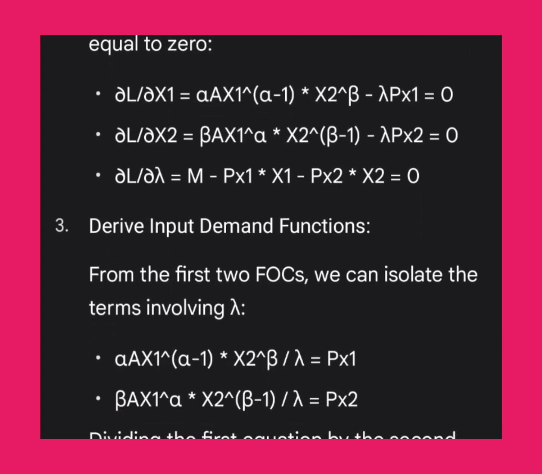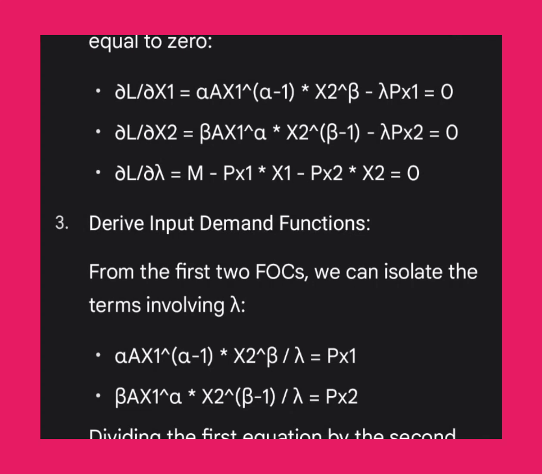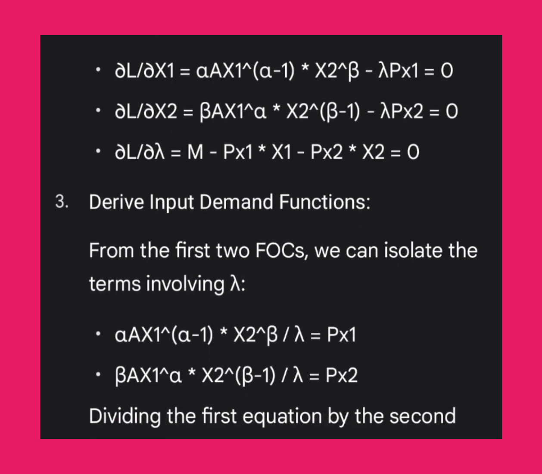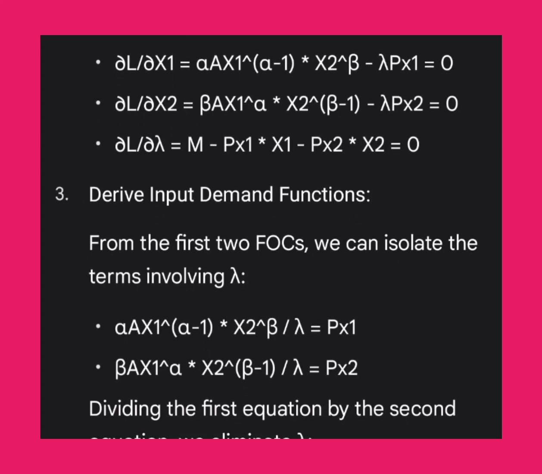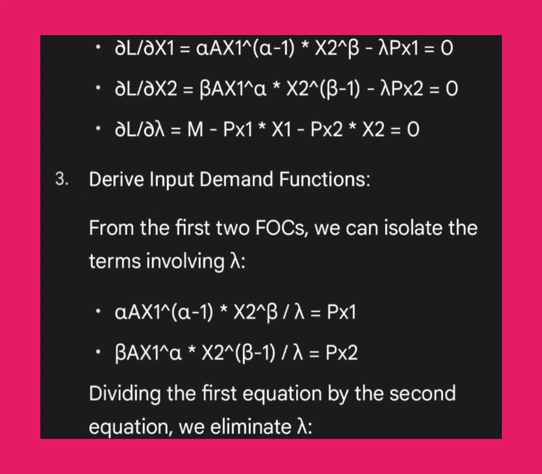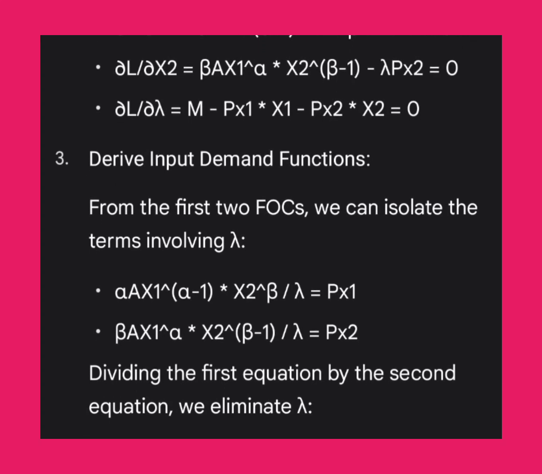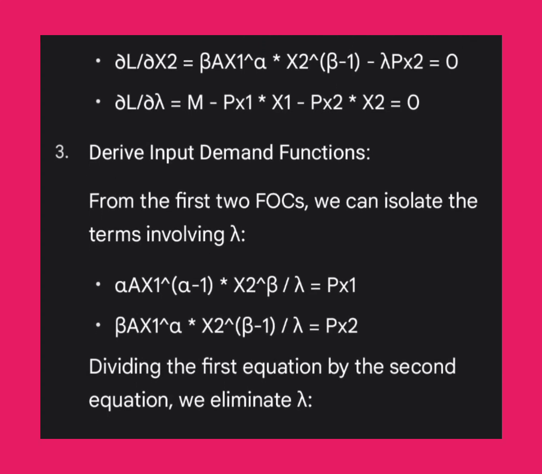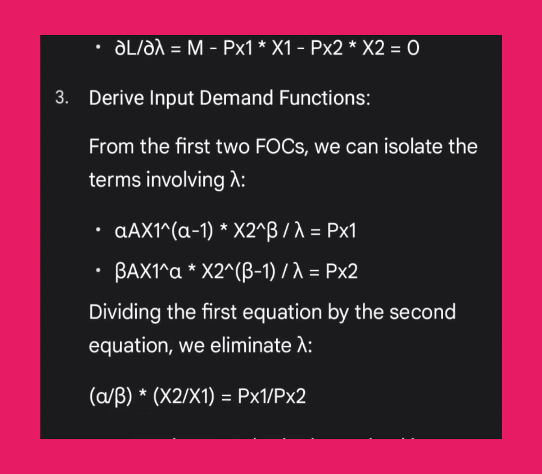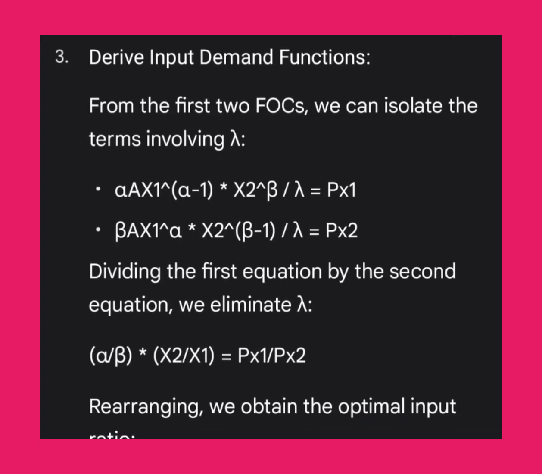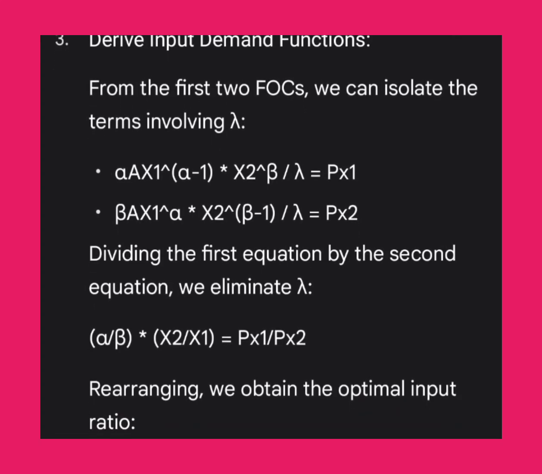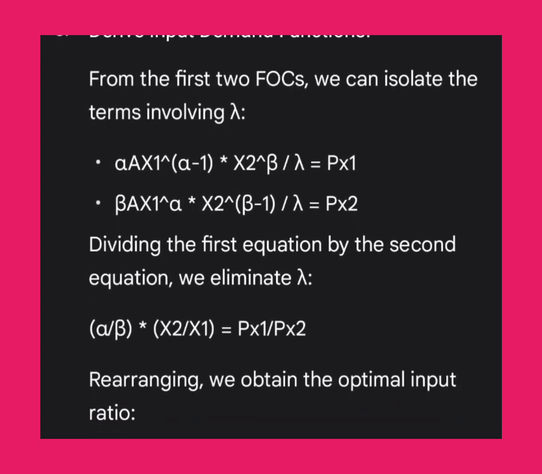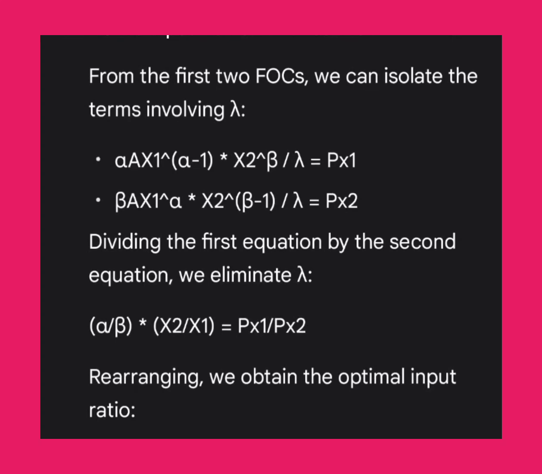Partial L over partial x1 equals alpha A x1^(alpha-1) x2^beta minus lambda Px1 equals 0. Partial L over partial x2 equals beta A x1^alpha x2^(beta-1) minus lambda Px2 equals 0. Partial L over partial lambda equals M minus Px1 x1 minus Px2 x2 equals 0.